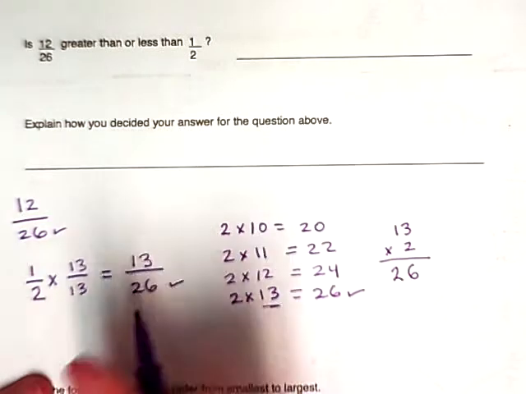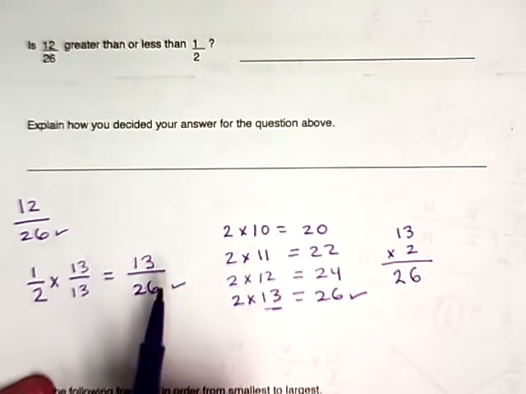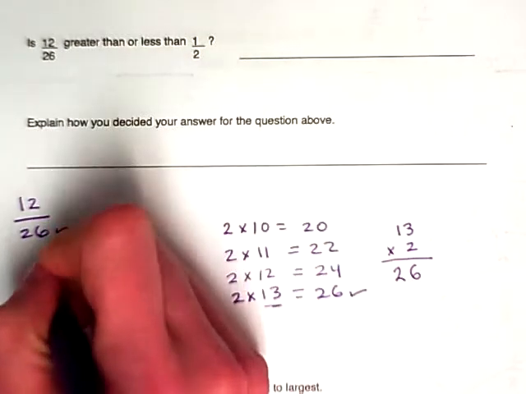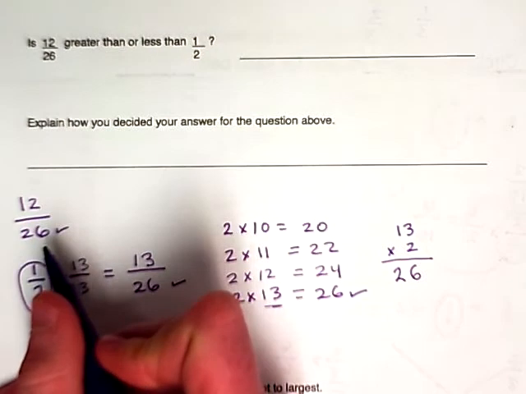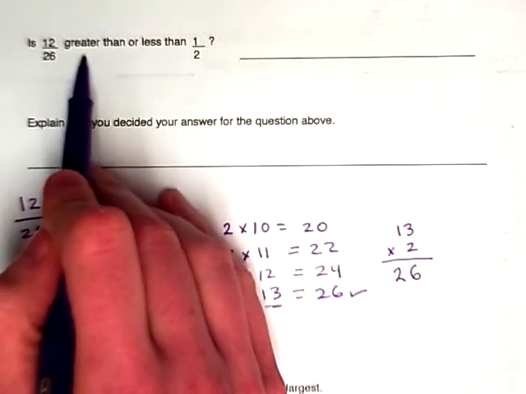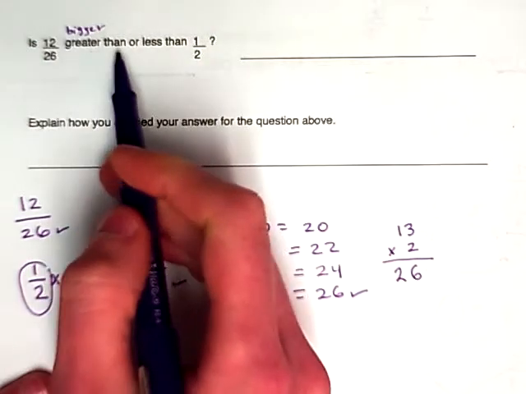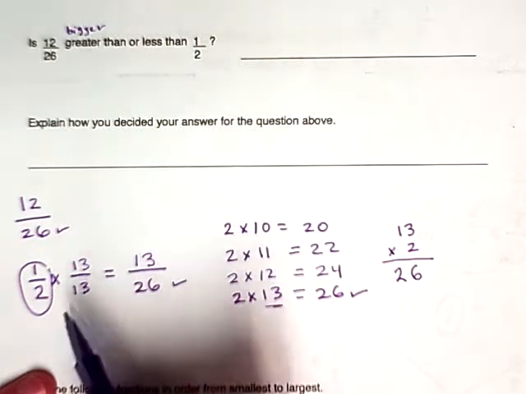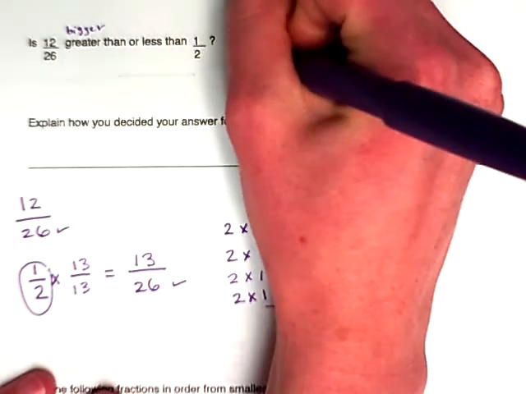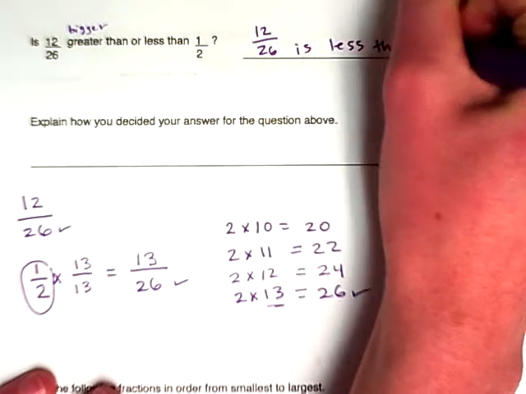So now we have a common denominator between our 2 fractions, and all we have to do is look at and see which numerator is bigger. So 13 is bigger than 12, so 1/2 is bigger than 12 over 26. So our original question was, is 12 over 26 greater, or other, you can read this as bigger. Is it bigger than or less than 1/2? So we saw here it is less than 1/2. So I'm going to write 12 over 26 is less than 1/2.